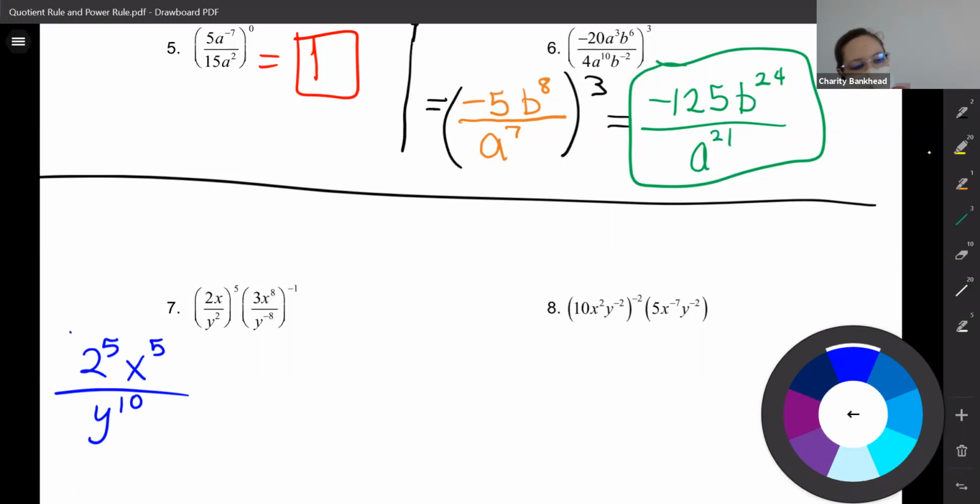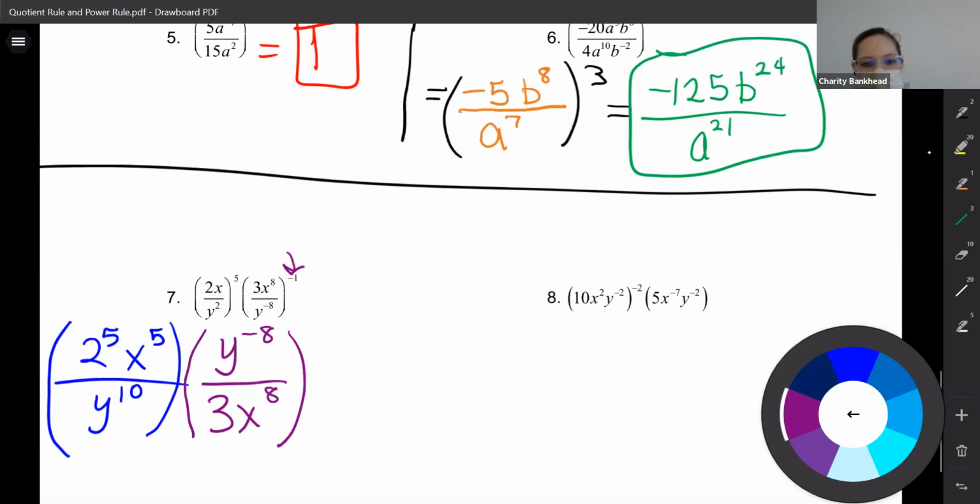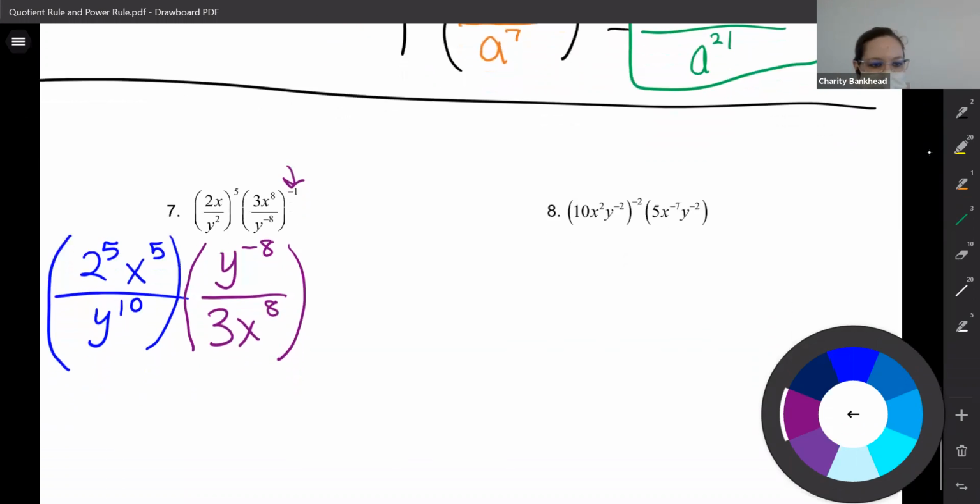Okay. Now on my second set of parentheses, all of that is just raised to a power of negative 1. So basically, I'm just going to flip that whole fraction, which would make it a positive 1, which means nothing basically. So it would end up being y to the power of negative 8 over 3x to the 8. All right, and so now we got rid of that negative 1, so now it's just a positive 1. So now we don't need to worry about that because something raised to the power of 1 doesn't do anything.